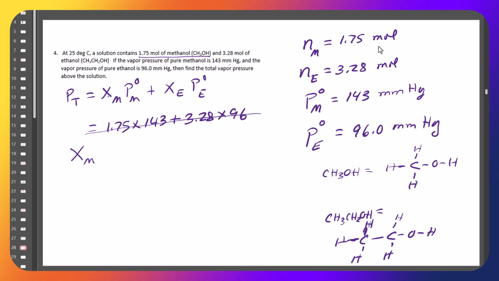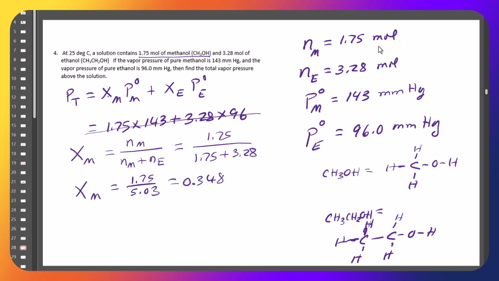We want to focus on the mole fraction of methanol. That's going to be the number of moles of methanol over the total number of moles of the 2 components in solution. You wouldn't need to write that equation. I'm doing it to try and explain it to you. And then we would substitute in the given moles that we have, 1.75 for methanol, 1.75 again, and 3.28. So that means this number is 0.348.